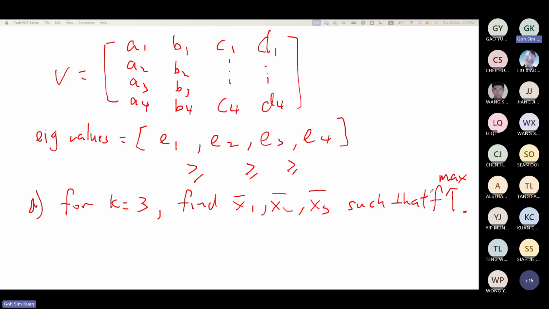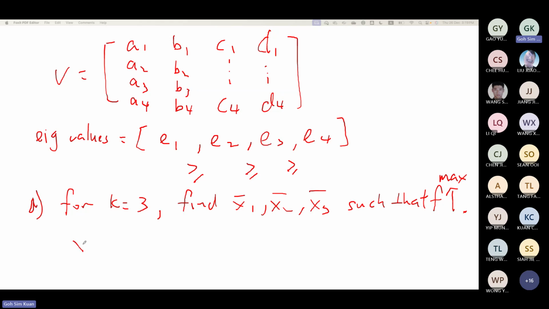And we want to maximize this f. So the solution is actually available from the top 3 eigenvectors with the largest eigenvalues. Let us try to write the solution out explicitly.